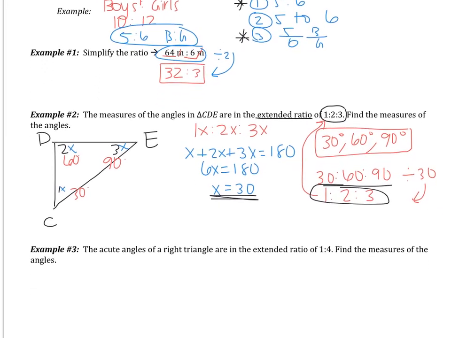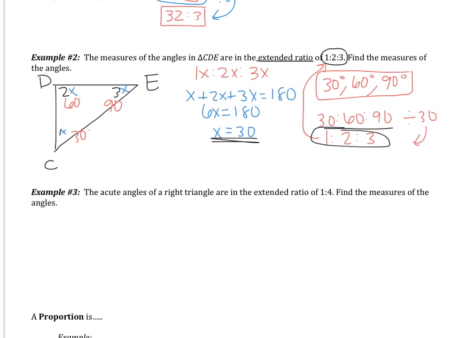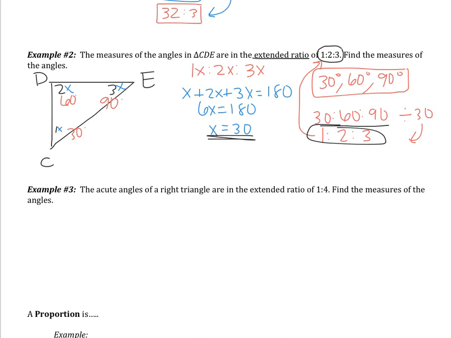Okay, so let's look at another example that's similar. The acute angles of a right triangle are in the extended ratio of 1 to 4. Find the measures of the angles. Okay, so I have a right triangle. The acute angles are in the ratio of 1 to 4. Okay, so right now I would like you to pause the video and finish this one on your own, please.